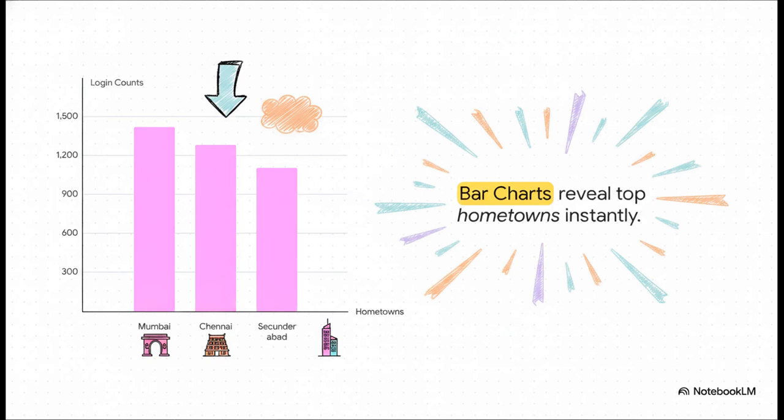Take a classic bar chart, for example. We instantly see our categorical variables on the x-axis, like the hometowns Chennai, Mumbai, or Secunderabad. Then the login counts shoot up the y-axis. In a fraction of a second, without reading a single row of text, it reveals exactly which hometowns are logging in the most. It's instant visual translation.